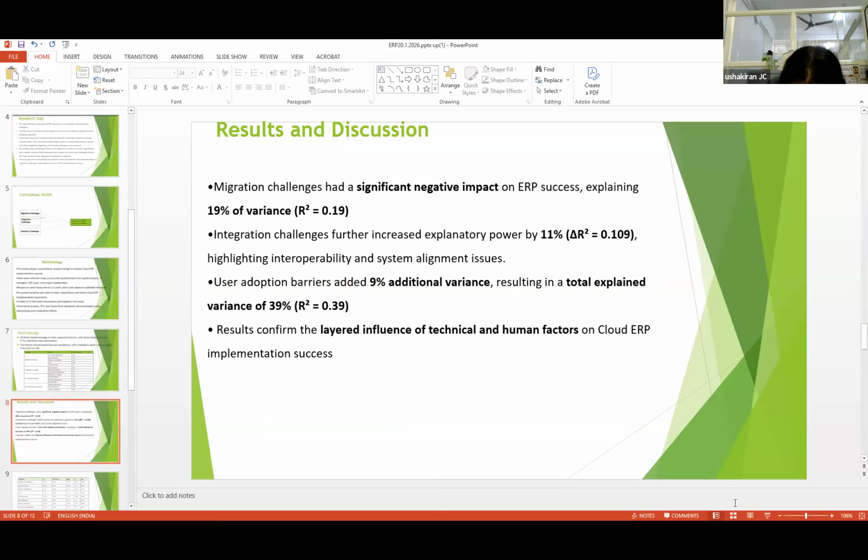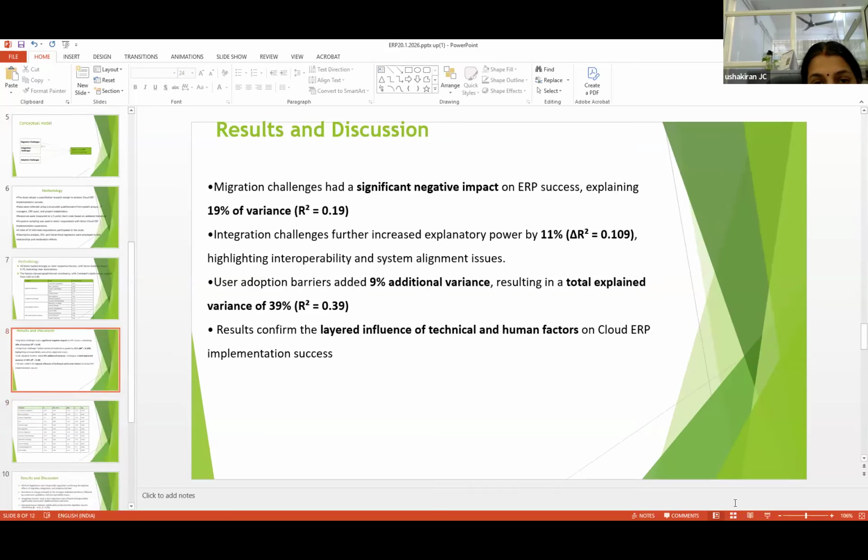When we move on to the results, the hierarchical regression method showed that migration challenges explained around 19% of the variance in ERP success, and integration challenges further increased the explanatory power by adding 11%, and user adoption barriers added 9% of additional variance, resulting in a total explained variance of 39%. Results confirmed the layered influence of technical and human factors on cloud ERP success.